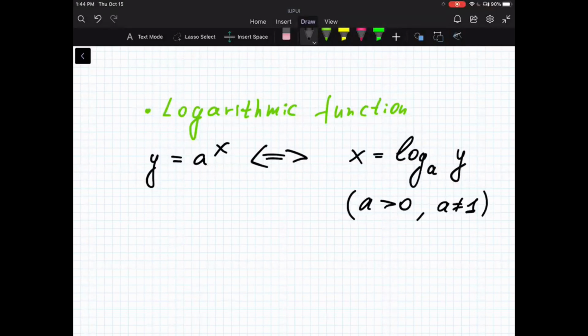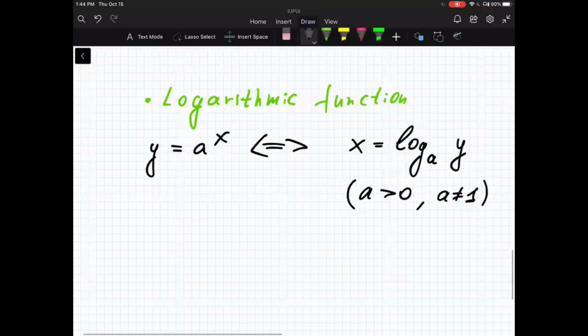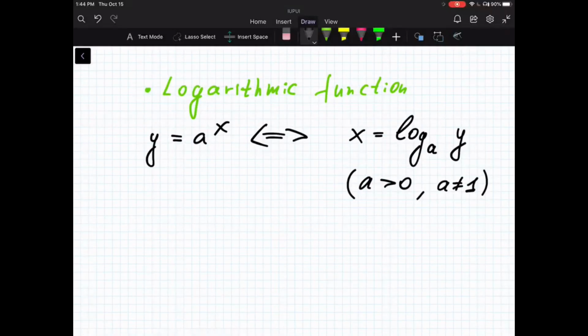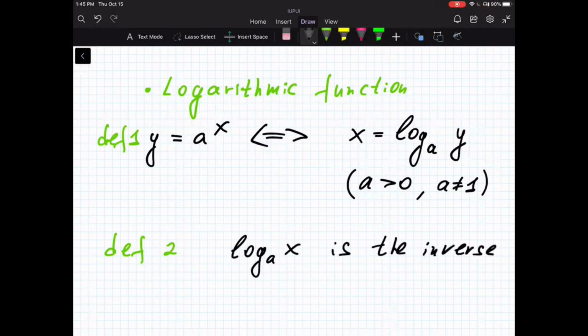So the logarithm function is in fact the inverse function of the exponential function, because this is exactly what it says. If we have y equals a to the power x, we want to find x. And what is the function that gives me a value of x? This is the inverse function. And so another way to define the logarithmic function is to say that the logarithmic function is an inverse function of the exponential one. The logarithmic function log base a of x is the inverse function of a to the power x.